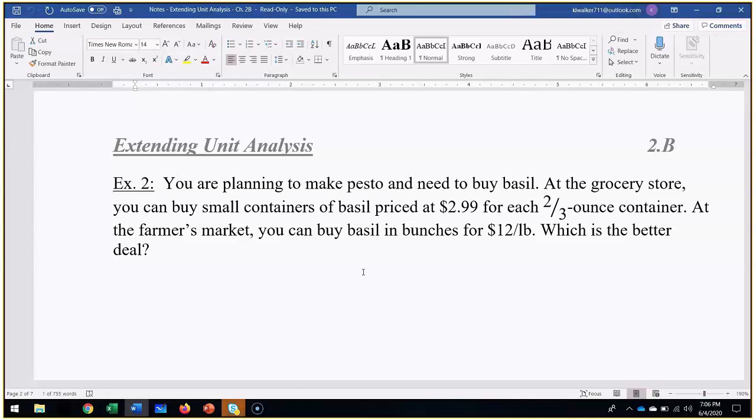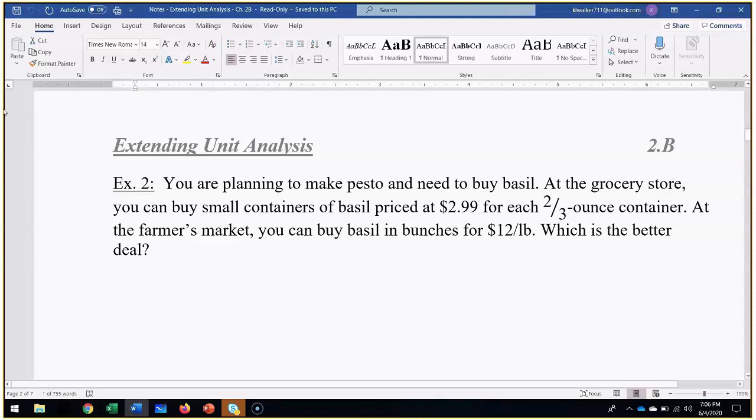So basically, when they ask you that, they're asking for unit prices. The unit price is how much does this cost for 1? So how much would it cost, not for 2/3 of an ounce, but for 1 ounce? And how much would this cost? Well, it's already given as 1 pound. So that is a unit price. The problem in this case is that they don't match.